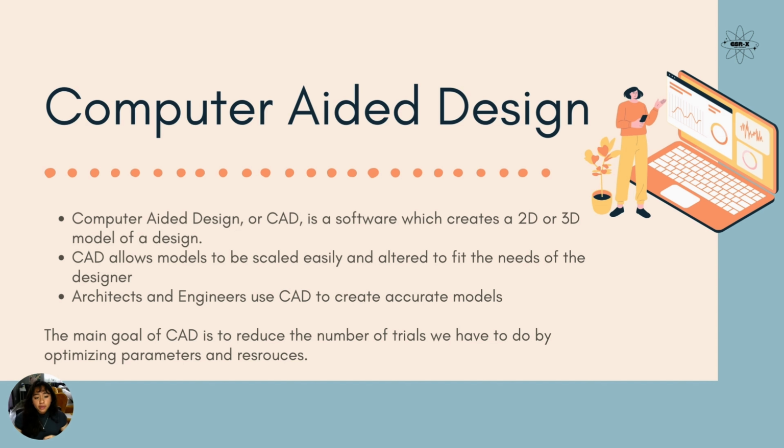The main goal of computer-aided design is to reduce the number of trials we have to do by optimizing parameters and resources. So we don't have to test and break a bunch of materials because we can simulate the same characteristics of that material in computer-aided design. Computer-aided design can also help us maximize and optimize the tests that we're going to do. It can find what structures and what ratios, things like that, make those structures the strongest.